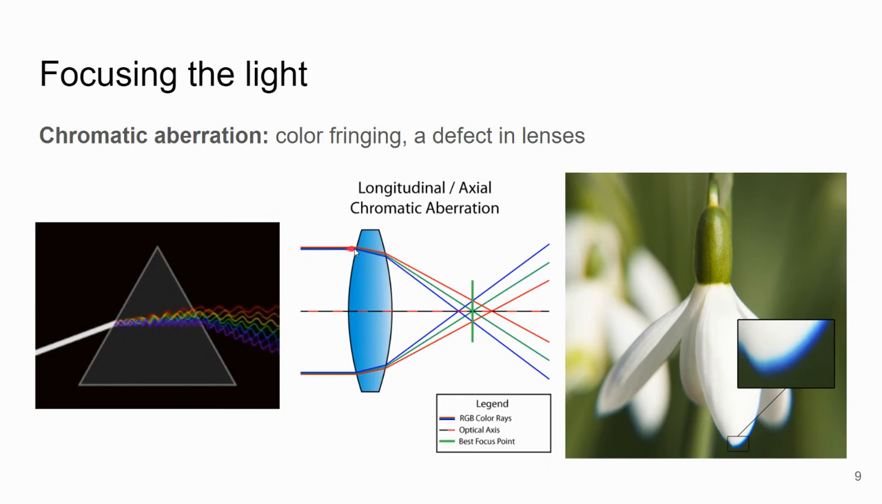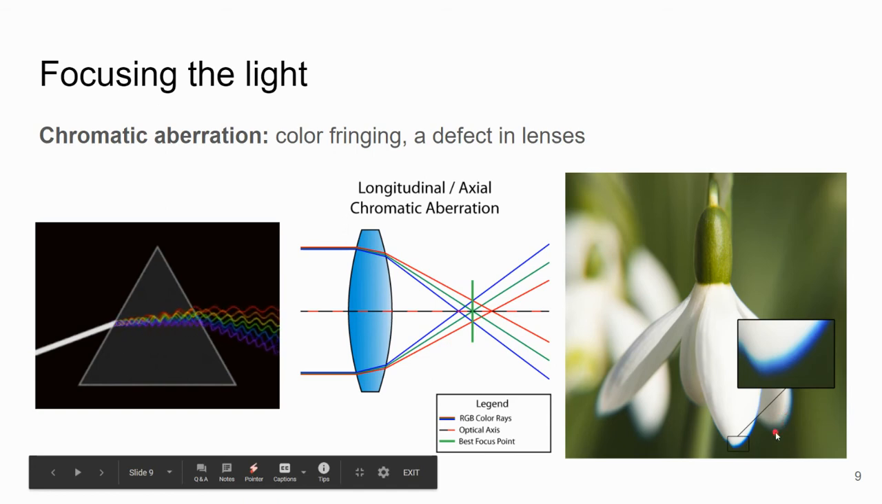Because your different wavelengths are being bent by different amounts when they go from one medium to the other, here and here, they don't come to the same focal point, which is what you want them to do. So they spread out a little bit, and you get weird color fringing. So here is that kind of color fringing.